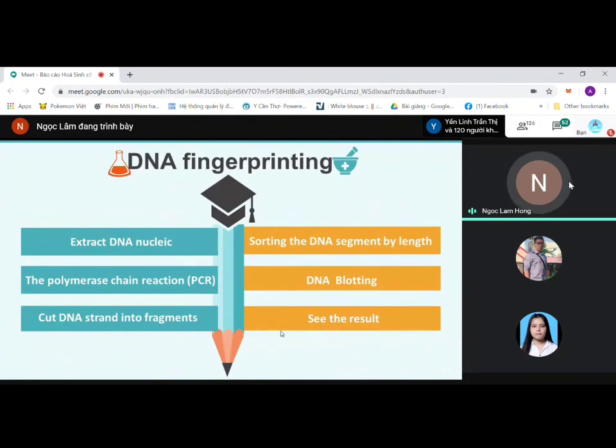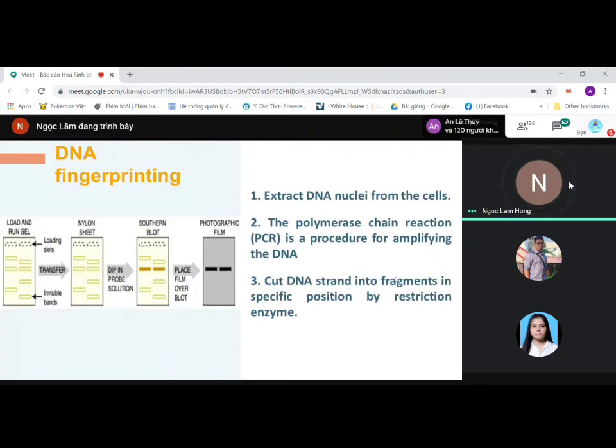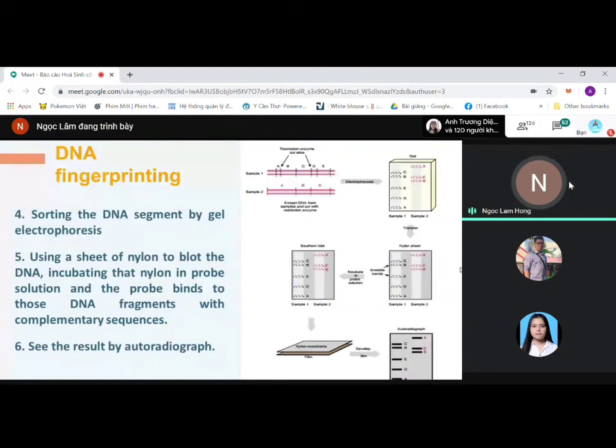And as you can see, this has a total of 6 steps. Step 1 is to extract DNA nuclei from the cells. Step 2, they use PCR for amplifying the DNA. Step 3 is to cut the DNA strand into fragments in specific positions by restriction enzymes. Step 4 is sorting the DNA segments by gel electrophoresis. Because of the negatively charged molecules, the shorter the segment, the farther it moves away from the original location.